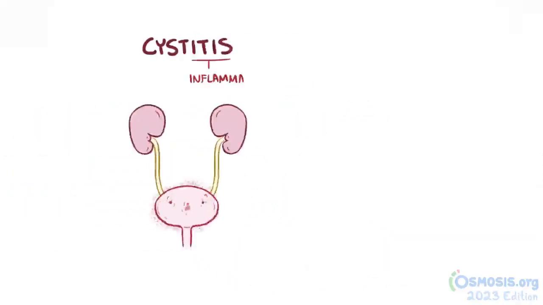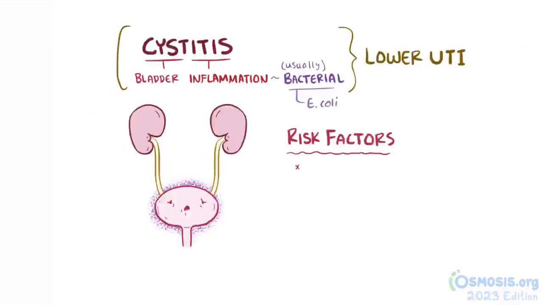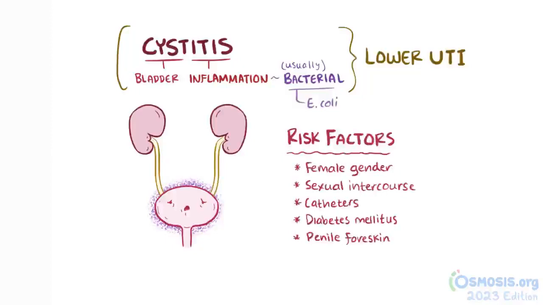Alright, as a quick recap, cystitis is inflammation of the bladder, usually caused by bacterial infection, which makes it a type of lower urinary tract infection. E. coli is by far the most common culprit, and risk factors include female gender, sexual intercourse, having catheters, diabetes mellitus, having penile foreskin in infant boys, and urinary stasis.